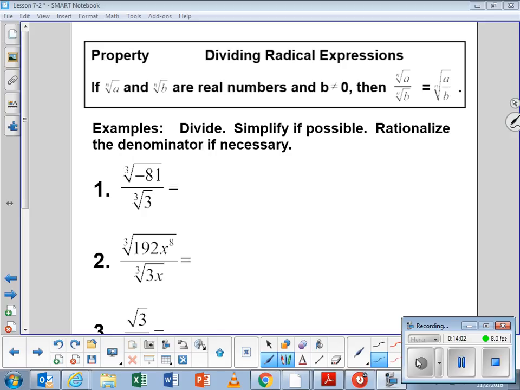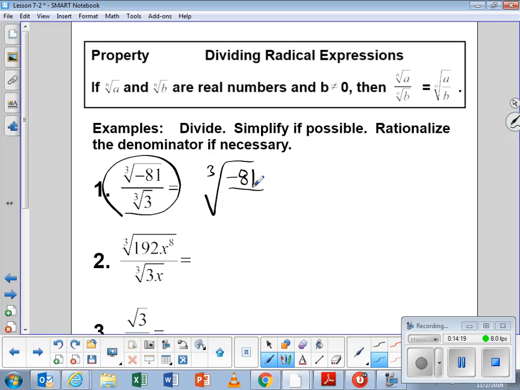Okay? When I look at this one, because when I look at 81, I know that's 3 to the 4th. I'm going to want to put them together and divide. That's the first thing I'm going to want to do. I'm going to write it as the cube root of negative 81 over 3. And what's 81 divided by 3?